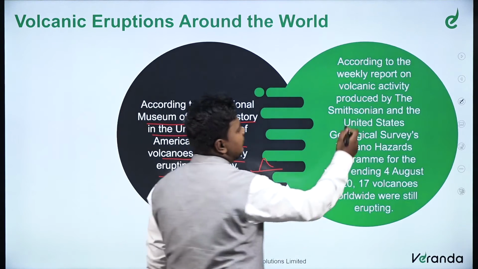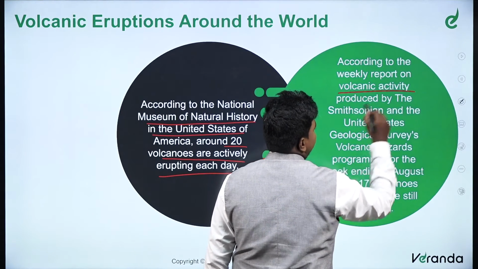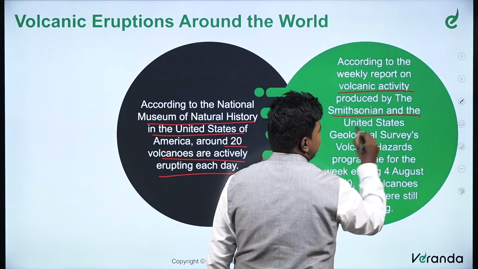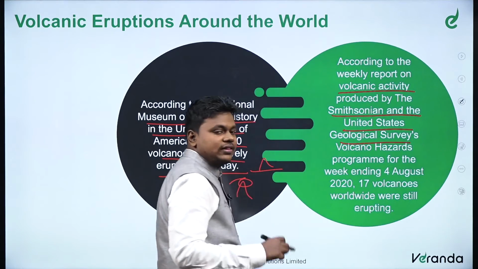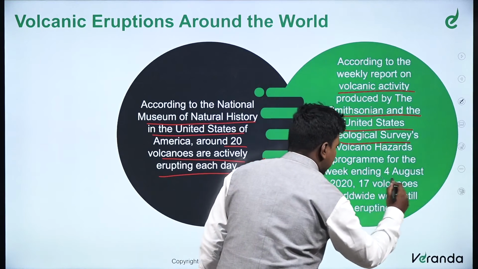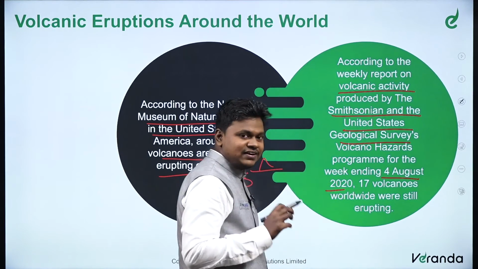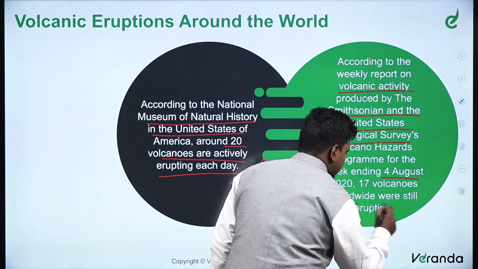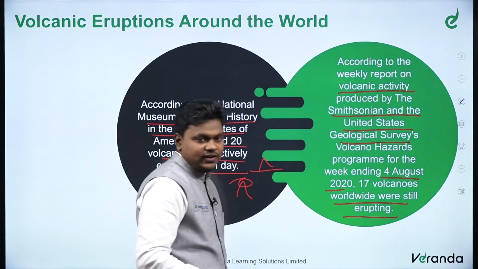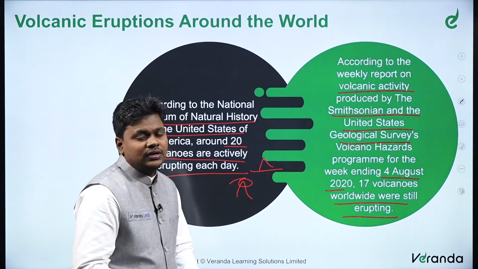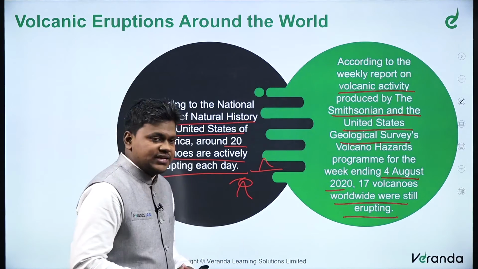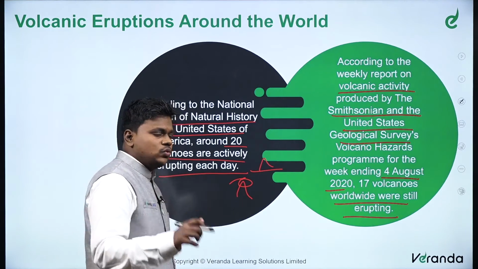Further, according to the weekly report on volcanic activity produced by the Smithsonian and the United States Geological Survey's Volcano Hazards Program for the week ending 4th August 2020, 17 volcanoes worldwide are still erupting. So 17 volcanoes in the world are currently still emitting a large amount of gases, smoke and ashes.